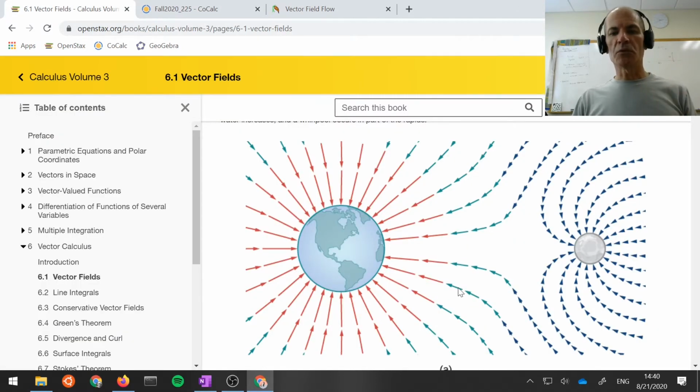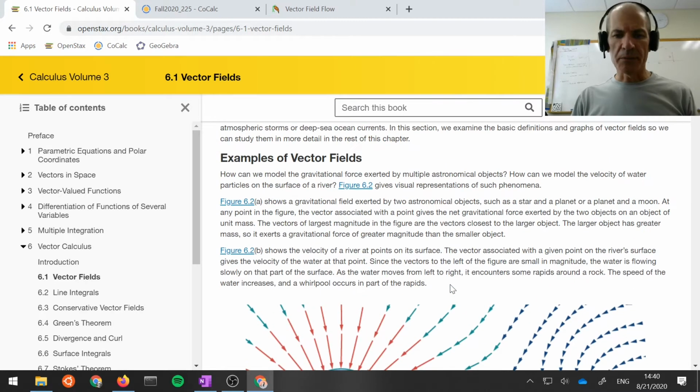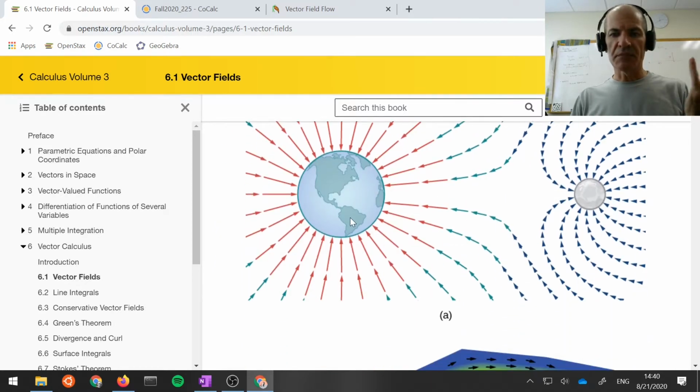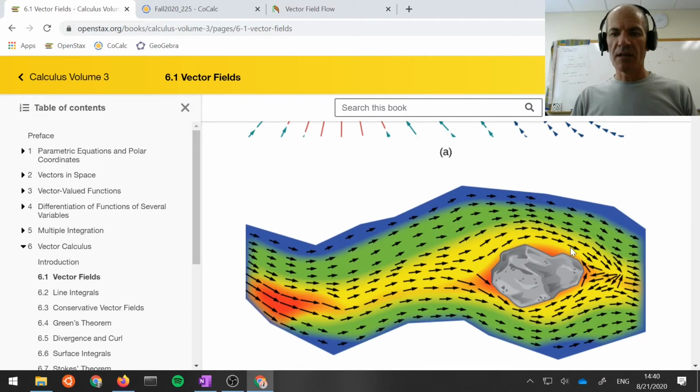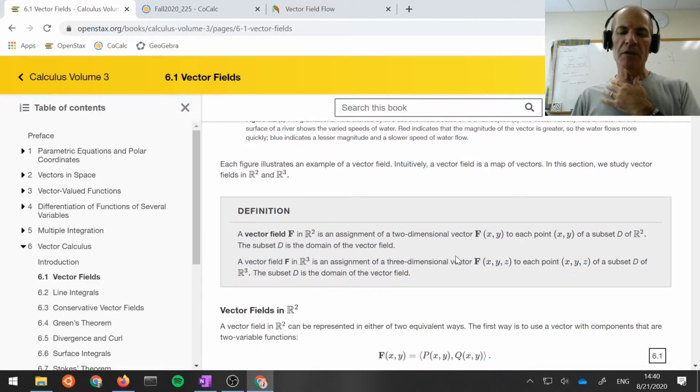So you get a lot of beautiful diagrams here. This is, I don't know what this is. This is gravitational field between the Earth and the Moon, I guess. This is fluid flow in a stream. We've talked a lot about that this semester. The book sort of splits up vector fields into two-dimensional vector fields and three-dimensional vector fields. I'm not super excited about that. I think it's just the same idea, and it doesn't really need to be cut up so finely.